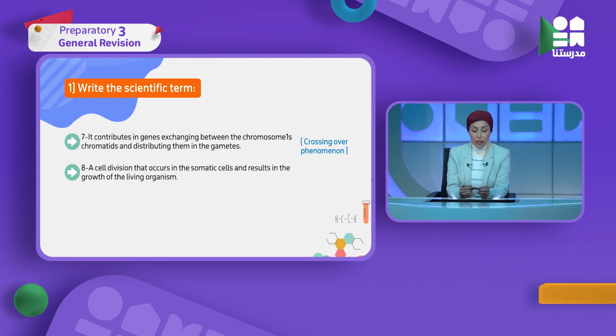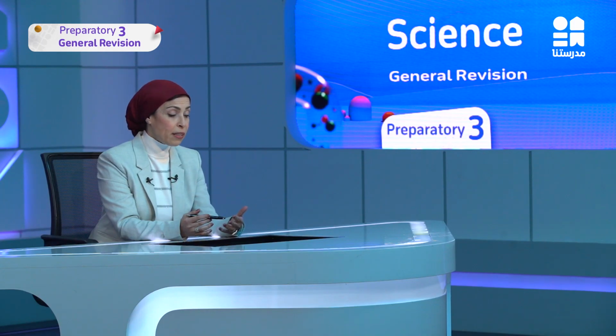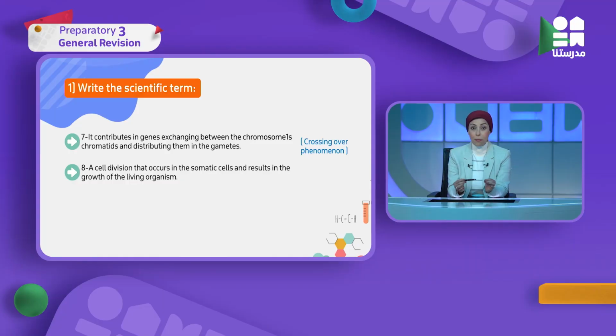A cell division that occurs in somatic cells. Of course, as soon as we read cell division, I know that I have two types of cell division, either mitosis or meiosis. So here I got half the answer. I will complete the question: in the somatic cells and resulted in growth of living organisms. Which type of them helps in the growth of living organisms? Of course, mitosis or mitotic division. So the answer is mitosis.